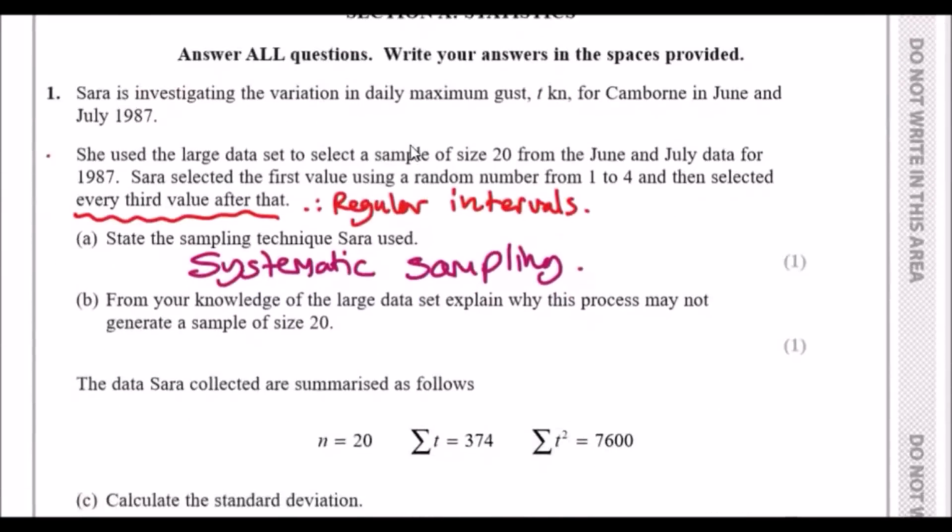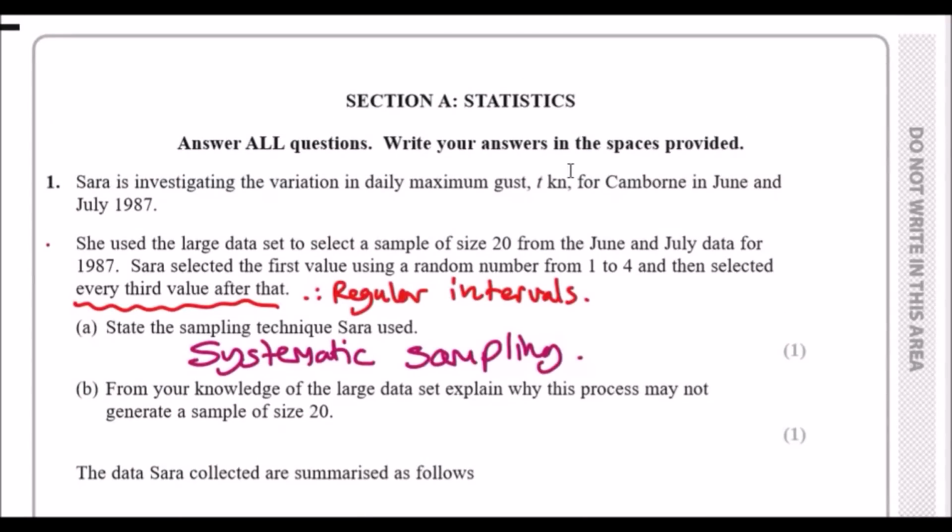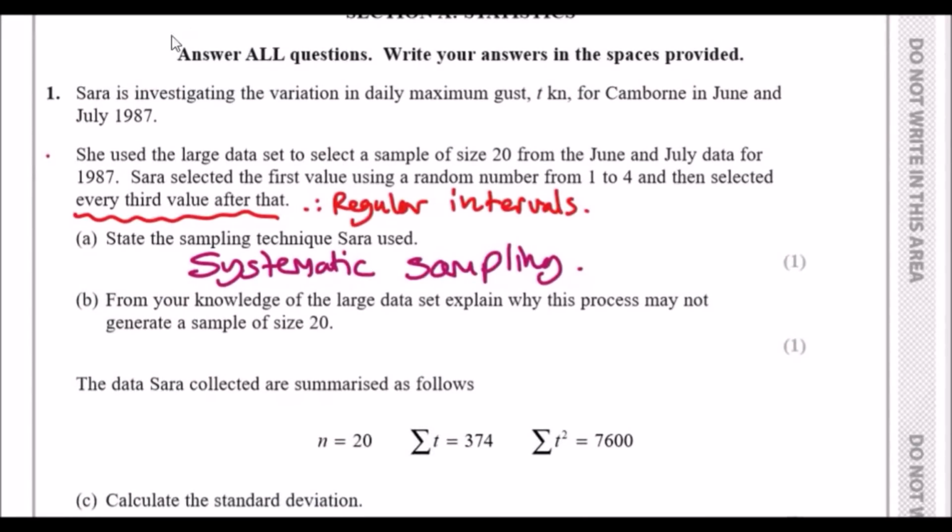So let's start off with section A, statistics. There are 5 questions here. Number 1: Sarah is investigating the variation in daily maximum gust t in kn. I'm not sure what the N unit stands for, you guys can leave me a comment for that. For Camborne in June and July 1987.